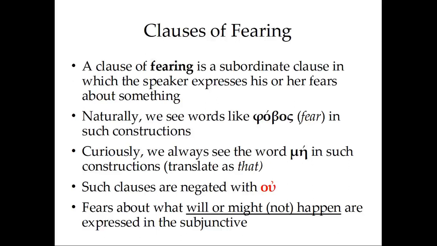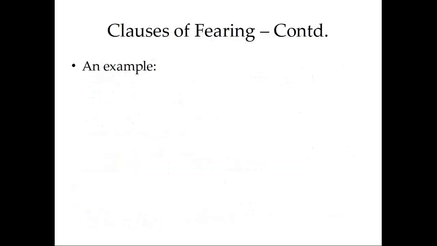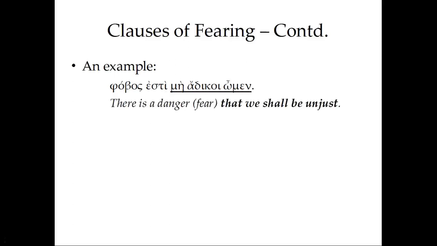So these are fears about the future. So we're going to see words like phobos, and we're always going to see me, and we're going to see the subjunctive when the fear is about what will or might not happen. An example: phobos esti me adikoi omen. So we have our word of fearing, phobos esti, that might mean something like "there is a fear," and the me can be translated as "that," and adikoi omen, that we might be unjust. There is a danger or fear that we shall be unjust, that we might be unjust at some point in the future. So this is a clause of fearing.